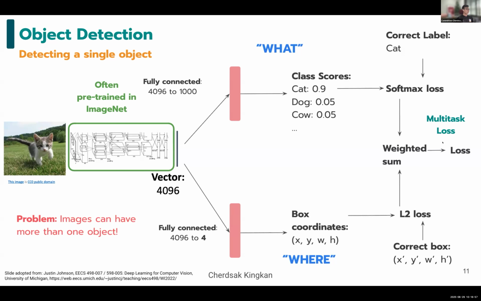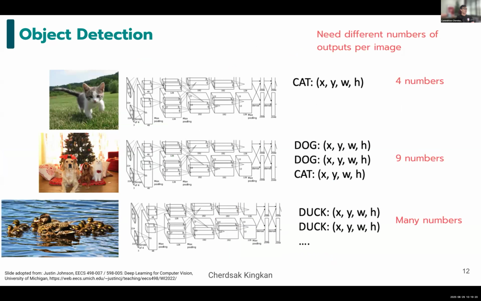All right. So the problem here is that an image can have more than one object. The example here is just one object, that is a cat. But what if in this image we have multiple cats, or we have a cat and a dog? So how can we address such a problem? In order to do this, we need a different number of outputs per image. For example, if we have a single object within the image, we probably need 4 numbers to give the localization of the object.